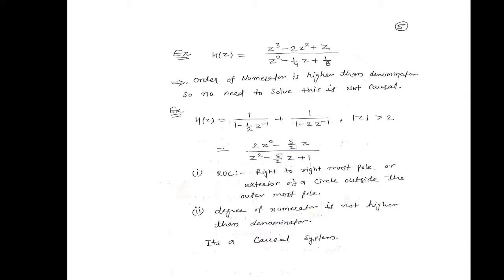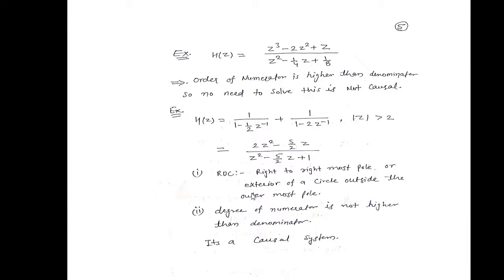So ROC is to the right of the rightmost pole, or exterior of a circle outside the outermost pole. There is a pole at 2, and z is greater than 2. The first pole is at 1/2, the second pole is at 2. So 2 is greater than 1/2, and the ROC must be greater than 2, because the final ROC is greater than 2. Since the ROC must be greater than 1/2 as well, the final ROC is greater than 2, because there are only 2 poles.